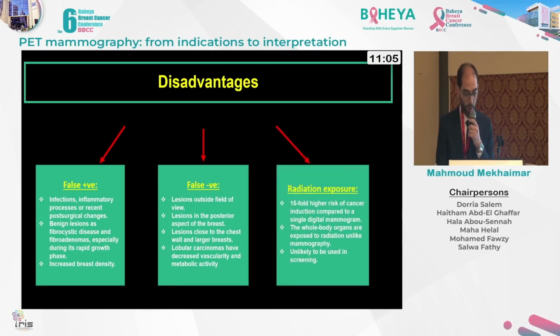Radiation exposure: PEM has a 15-fold higher risk of cancer induction compared to a single digital mammogram. The whole body organs are exposed to radiation, unlike mammography. For this reason, it is unlikely to be used in screening.